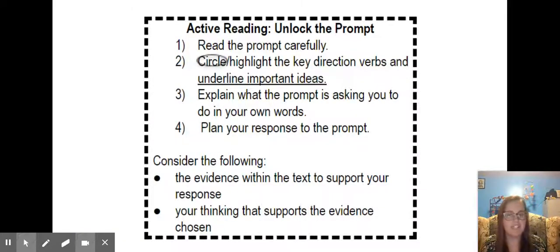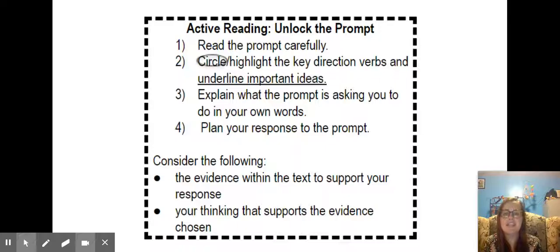So just to go over again, let's review how we unlock the prompt. Step 1, read carefully. Step 2, circle or highlight key direction verbs. Remember, verbs are things that we do, so they are actions or activities. So verbs are things like write, run, tell, talk, help, play, drive. Those are verbs, and we will be circling or highlighting them. We're also going to underline important ideas.